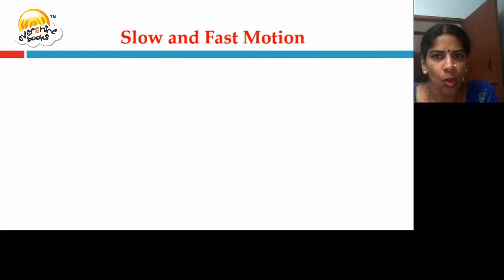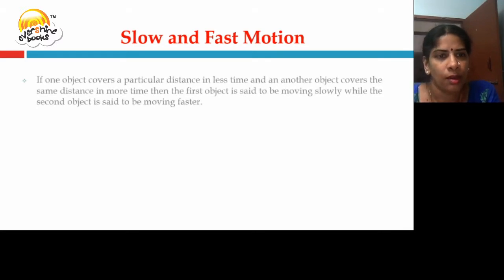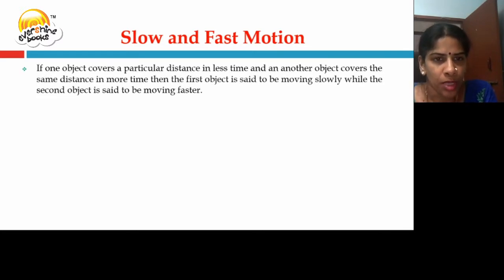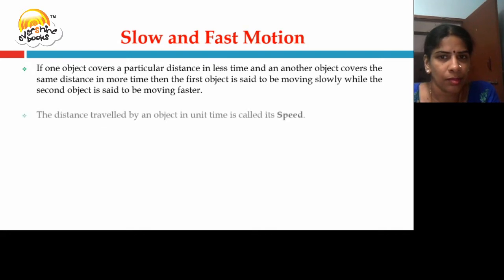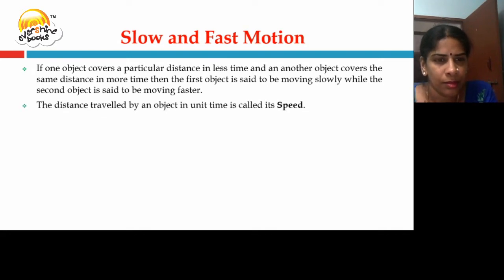What is slow and fast motion? If one object covers a particular distance in less time and another object covers the same distance in more time than the first, then we can say the first object is moving slowly while the second object is moving faster. The distance travelled by an object in unit time is called its speed.